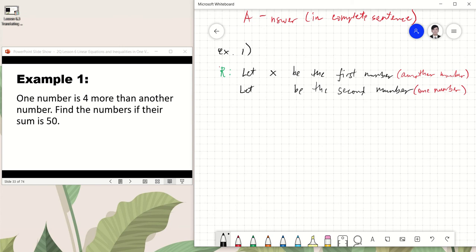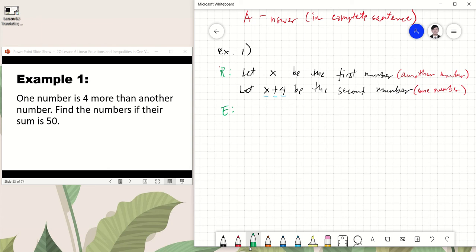So, yung one number is 4 more than. So, may word na than ulit. Kung may than, meaning ilalagay natin si 4 sa right side ng ating plus sign. And then, another number is represented by x already, so x. So 4 more than another number. So we're good with R. So we're able to represent the two numbers that are missing.